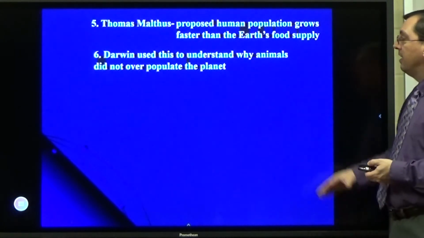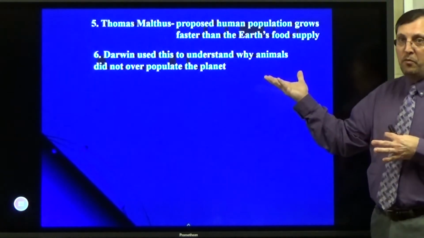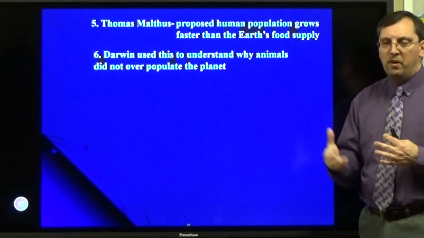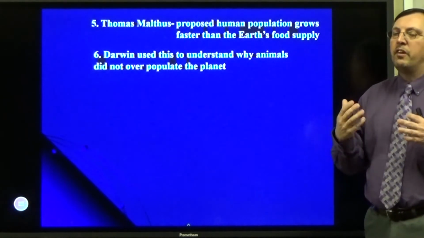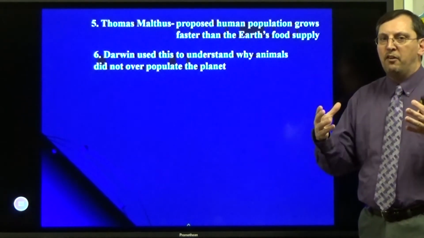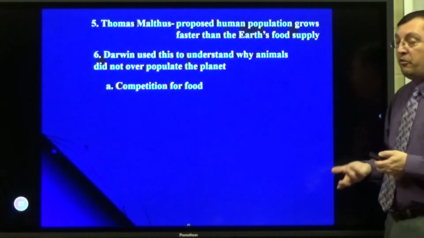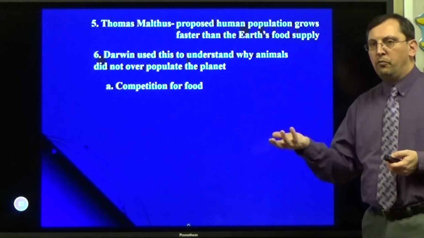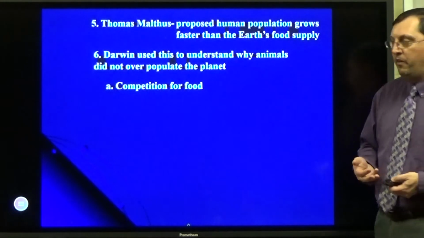So he basically said, well, why don't animals overpopulate then? They must follow the same rules. There must be checks and balances. There must be all these things that keep it in sort of a natural way. Competition for food. They have to compete for food. Who's better at it is going to survive. Who's not is not going to survive.